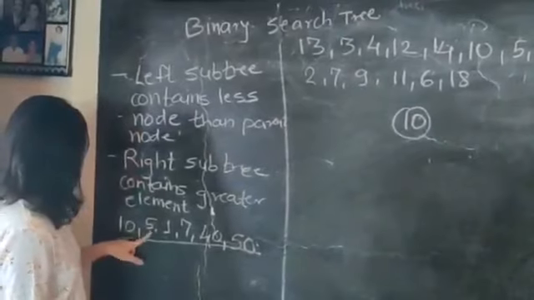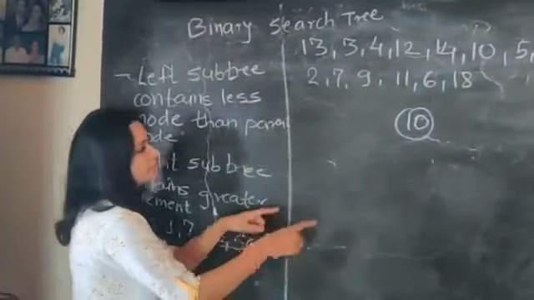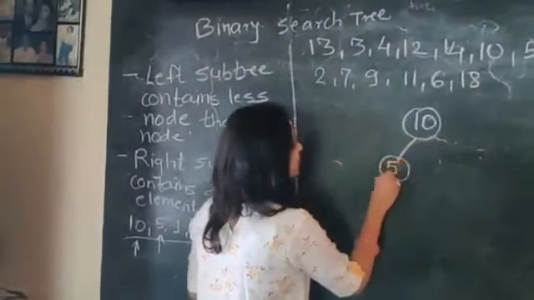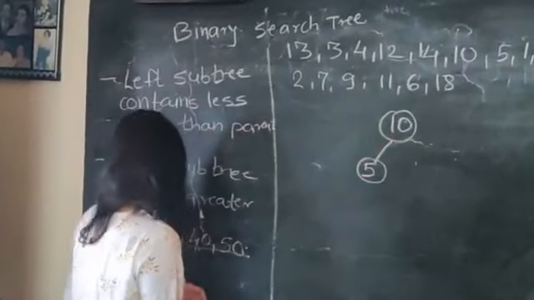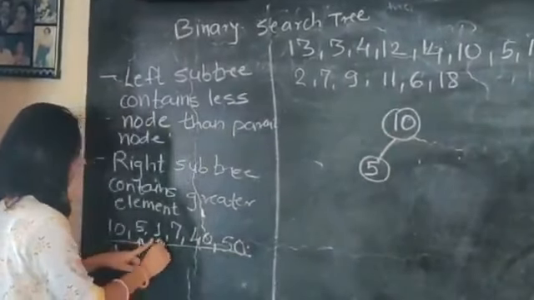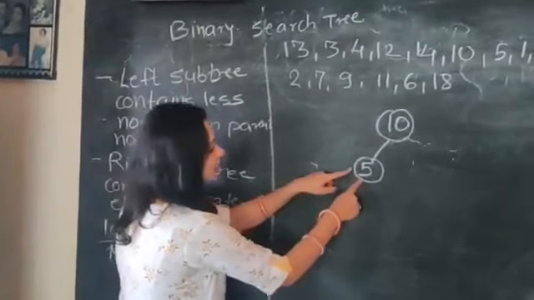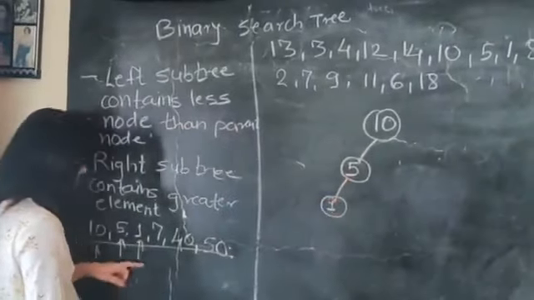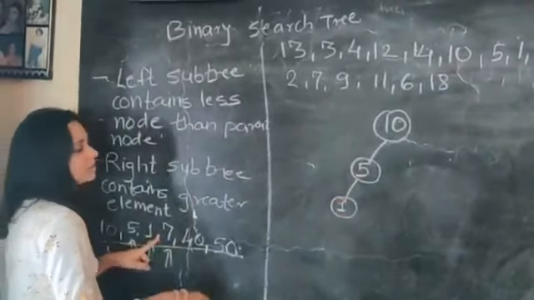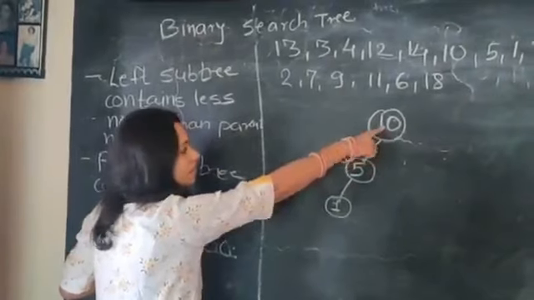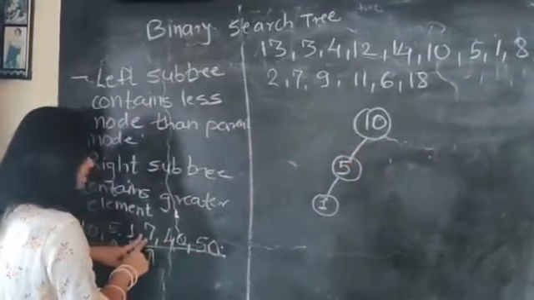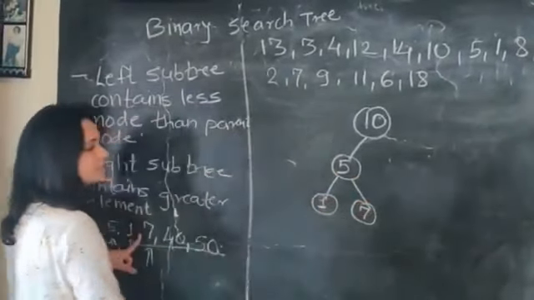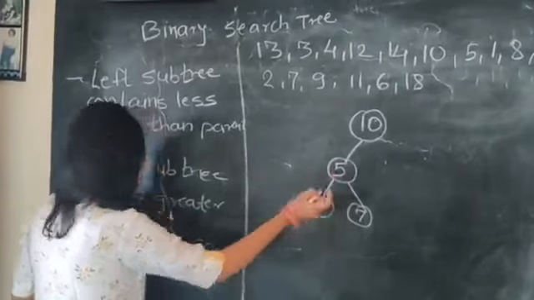Now moving to the next node, 5. Now 5 is less than 10. That's why 5 is kept at the left hand side of the root node. Next node is 1. Now 1 is again less than 5 and 10. So 1 is kept at the left hand side of 5. Now next element is 7. 7 is smaller than 10, so it will be at left side only. But 7 is greater than 5, so we can keep 7 over here as the right child node of 5.